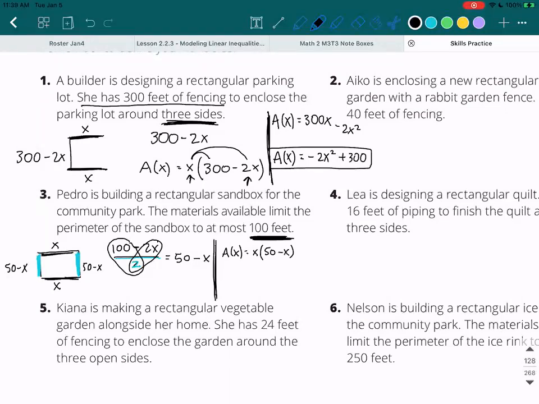So let's simplify by taking the x that's in front and distributing it to everything that's inside the parentheses. x times 50 is 50x, and x times negative x will give us negative x squared. Once again, all we did was take the x that's outside of the parentheses and multiply it to everything inside. Once we've distributed it, we are pretty much done. We just need to switch the order so that it is in standard form. So you bring the negative x squared to the front, and then you have plus 50x in the back.